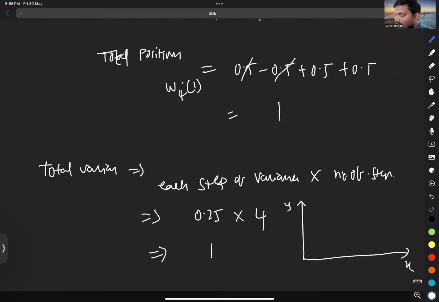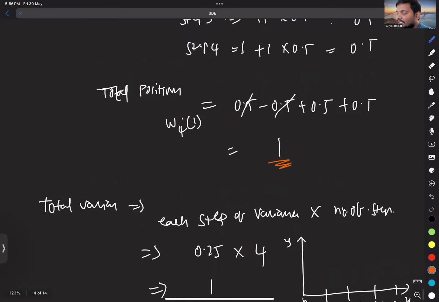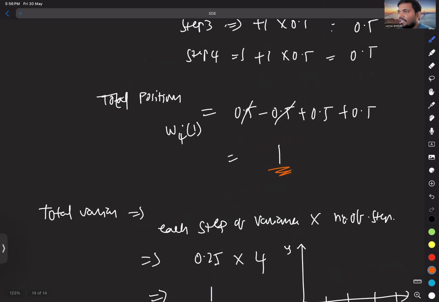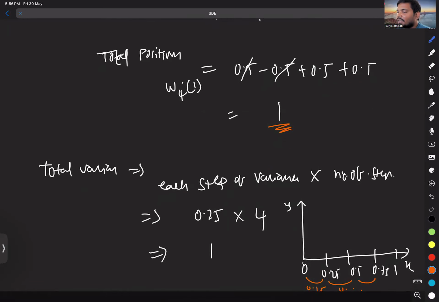So this is the y and x axis, and we want to see this position. This is 0 and this is 1, and we divided it into 4 steps, right? So each step is 0.25, then 0.5, 0.75, and finally 1. And we know the variance of each step is 0.25 difference. Now let's see whether the value that we got is correct in graphical form or not. I just translate these mathematical steps into a graphical way.